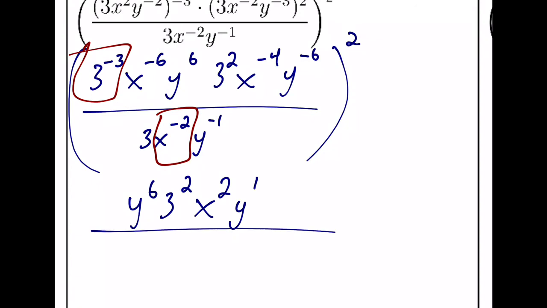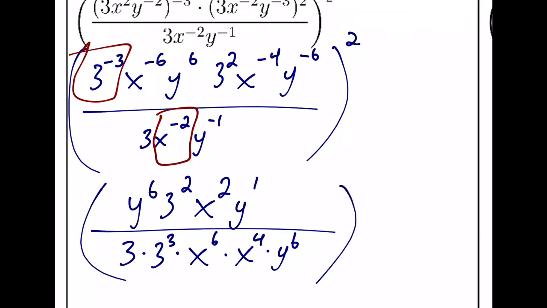Then I started off with a 3 from the bottom, and I'm going to multiply this by a 3 cubed times an x to the 6th times an x to the 4th times a y to the 6th. And all of that is squared.